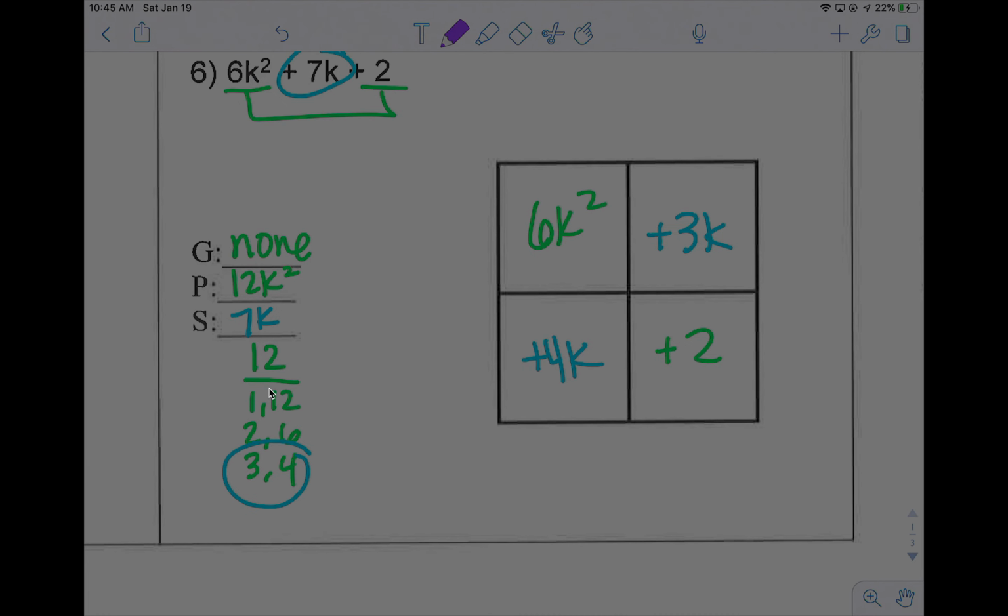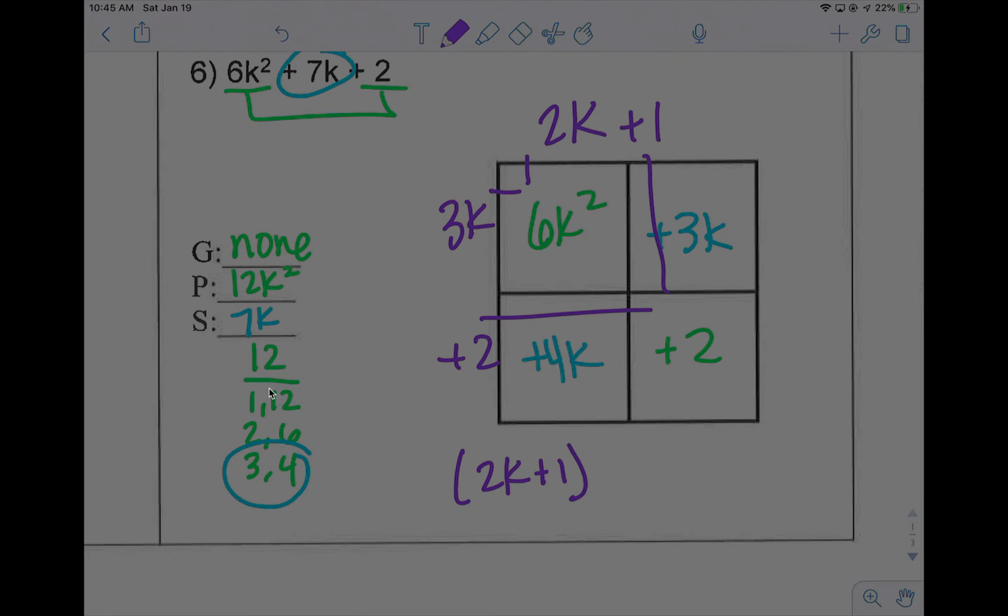And then take out my GCF. So 6k squared and 4k share a 2 and a k. 3k and 2 share a 1, because they don't really share anything, so we use it as a placeholder. 6k squared and 3k share a 3 and a k. 4k and 2 share a 2. Quick check, 2k and 3k is 6k squared. 2 and 1 is 2. So 2k plus 1 and 3k plus 2 are my factors.